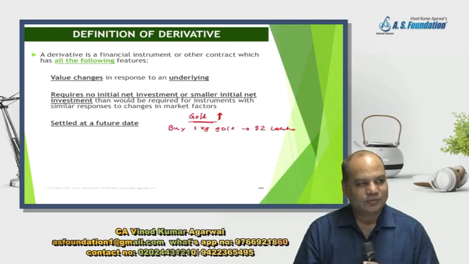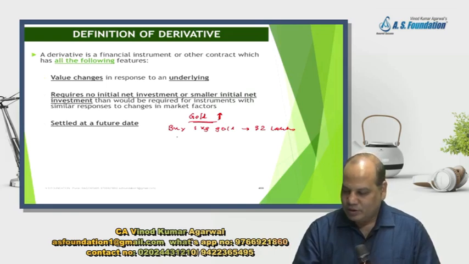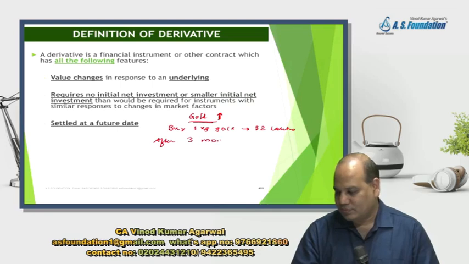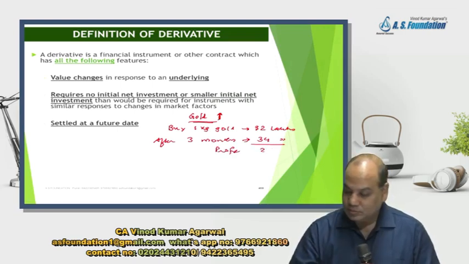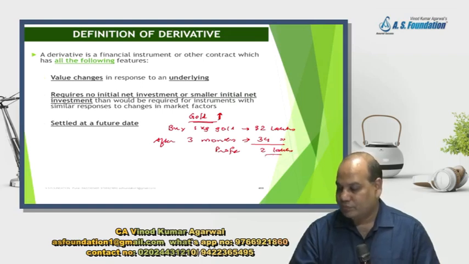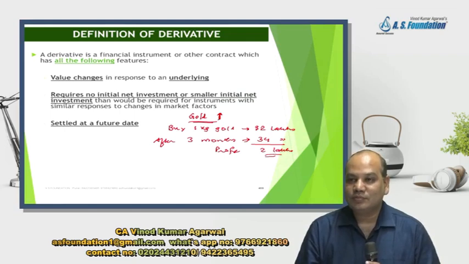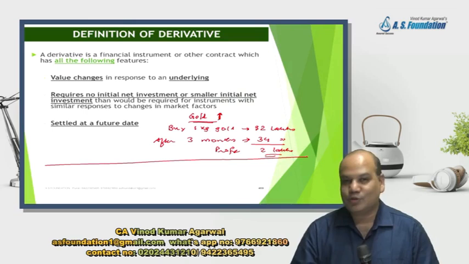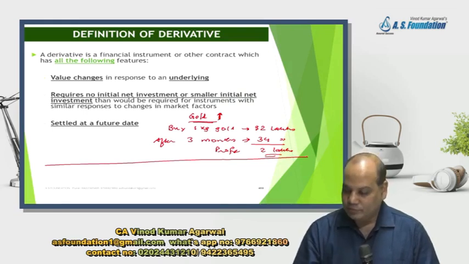Is it less or more? Approximately. And then after 3 months, the market value of gold is 34 lakhs. So your profit is 2 lakh. Yes or no? But for earning 2 lakh, how much did you have to invest? 32 lakh. Can there be a simpler way to earn the same amount of profit?